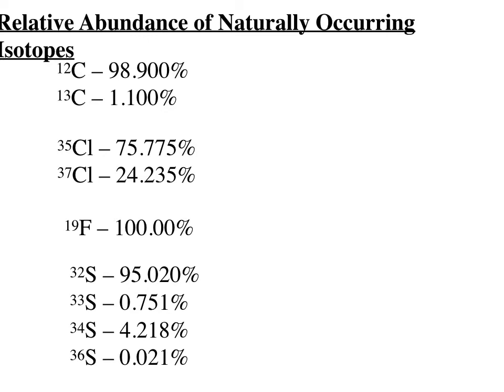Notice I list fluorine there as having no isotopes. 100% of naturally occurring fluorine is F-19. Then you see that sulfur comes in a variety of isotopes, even though some of them are not present to a very major extent at all. Yet, when you scoop up sulfur in nature, you're going to get a wide variety of different isotopic forms of sulfur.